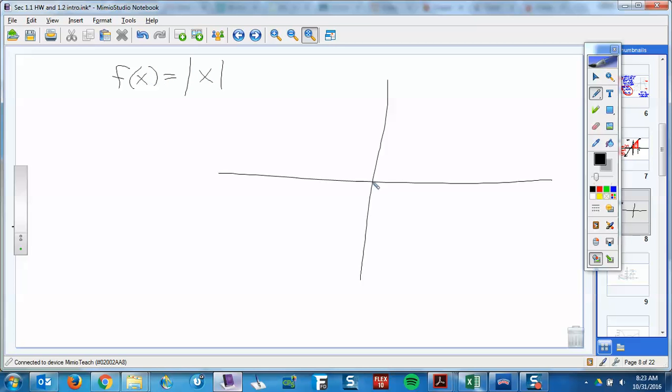This is the classic piecewise function. Isn't that a piecewise function? It's 2 lines. Now we don't think of it as 2 lines, we think of it as a V, right? But the definition of absolute value is actually a piecewise function. The formal definition of absolute value.